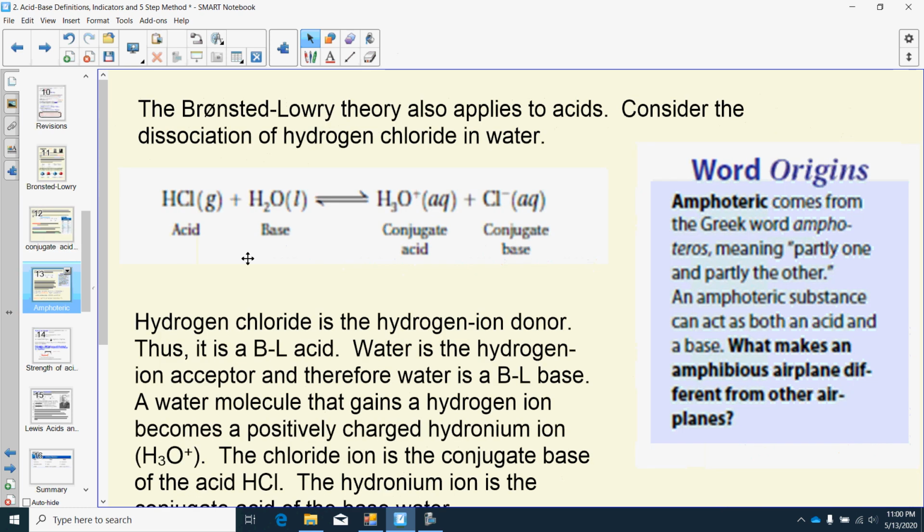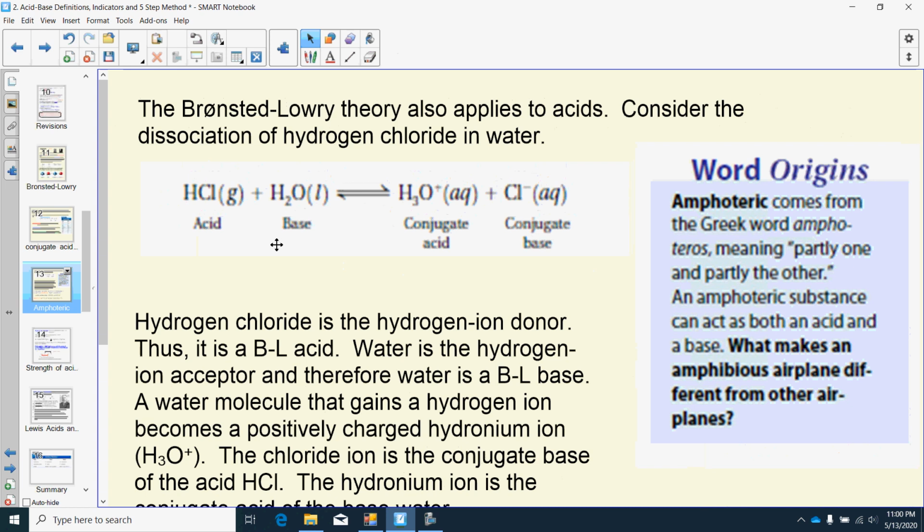Here, it's acting differently. Depending on what it's matched up with, sometimes it's an acid, sometimes it's a base. It has to do with strength, and we'll talk about that a little later. But here, it's a base, and so the H2O becomes H3O positive.